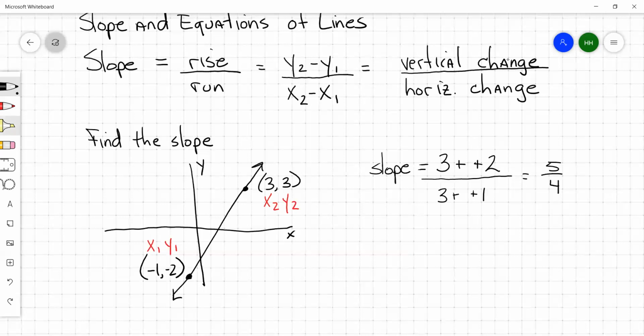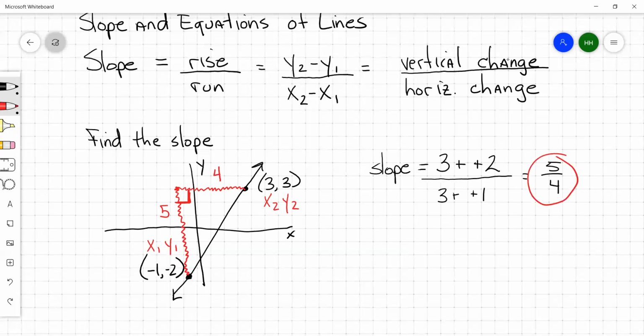And if you look at this line, if you put your pencil on the bottom point and you go vertically, I'm going from -2 to 3, so how many did I go up? 5. And then if you go horizontally to the next point, I went from -1 to 3, so I went 4. Didn't I just form a right triangle? Okay. So there's a lot going on there in that graph, but here's your slope.